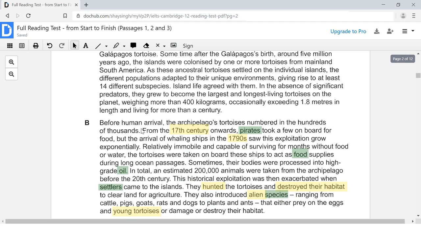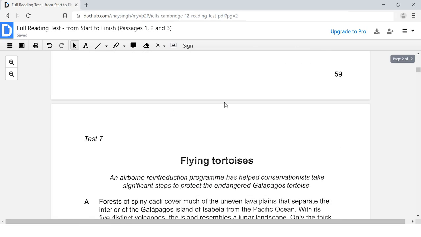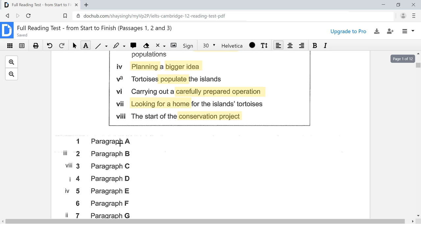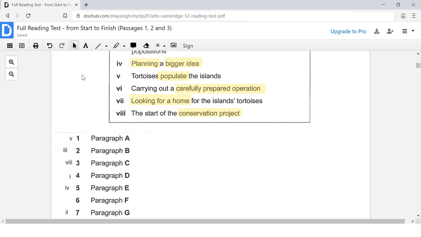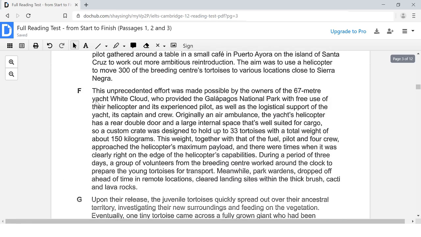The next paragraph starts to talk about human arrival, and here it's talking about before human arrival. So here it's talking about how the tortoises populated the islands. There was a time when the tortoises used to populate the island. They used to grow to huge sizes, huge weights. Okay, so that is going to be the answer for paragraph A. And then finally we have paragraph F. Let's see what that one is about.